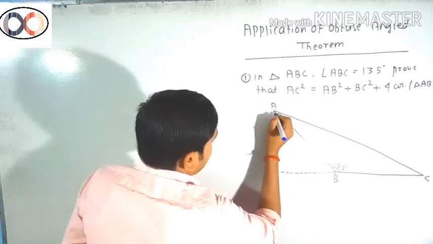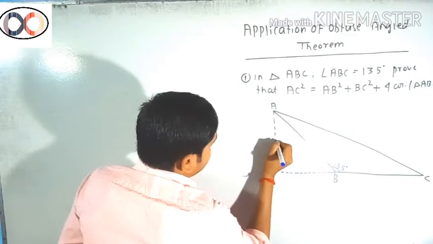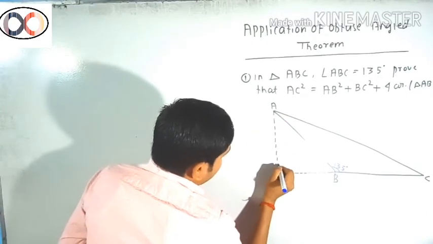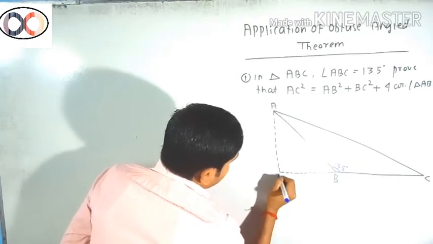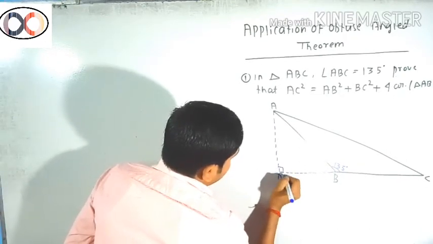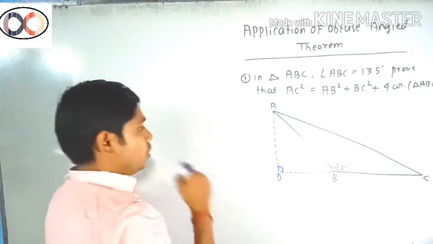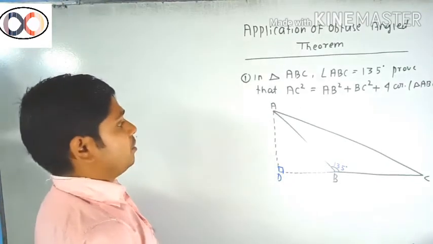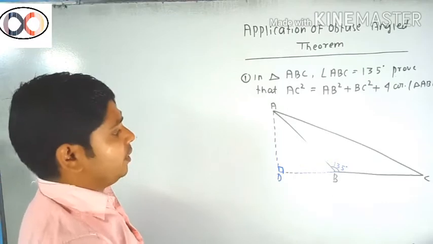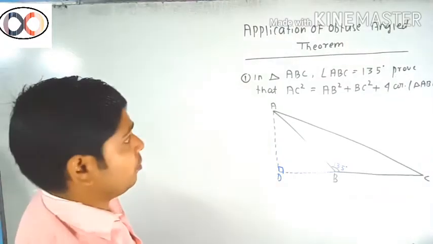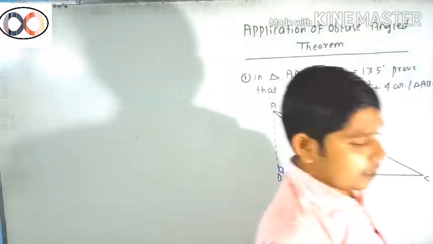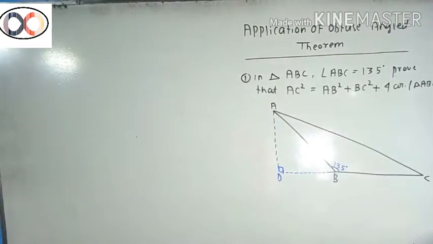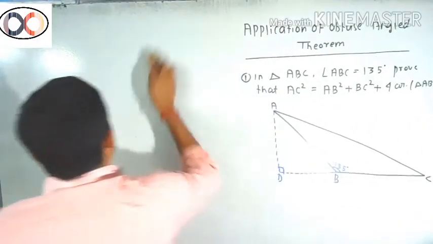So here is the perpendicular. D is the foot of the perpendicular; this is the perpendicular line. Now first of all we can apply the concept of the obtuse angle theorem. So what is the obtuse angle theorem? You can see the obtuse angle theorem.